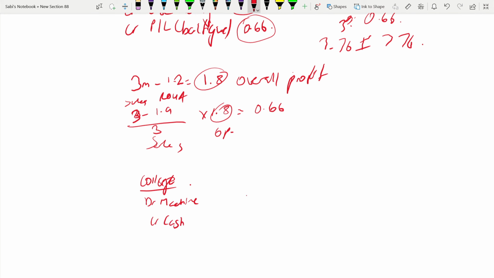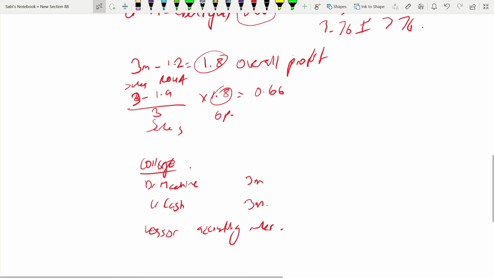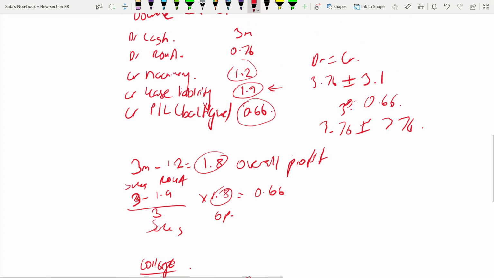How much? 3 million. It has been sold for 3 million. So here for him, lessor accounting rules will apply for college. Now, lessor accounting means finance or operating. F or O. Tell me whether this is a finance lease or an operating lease.